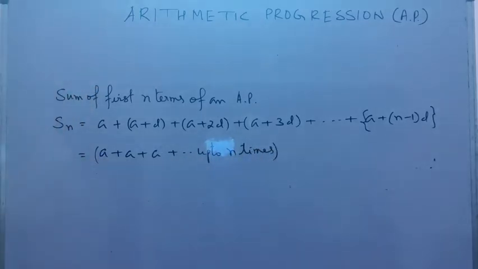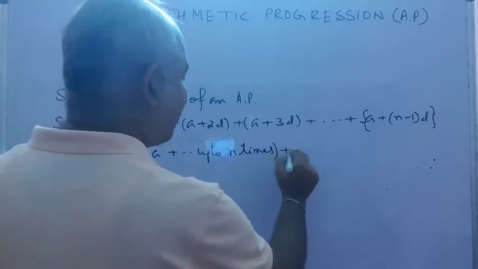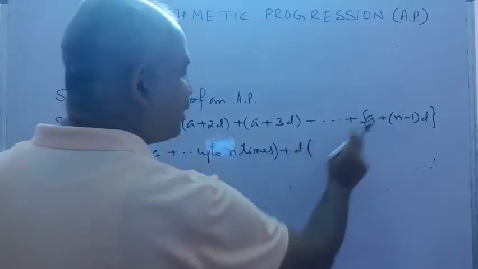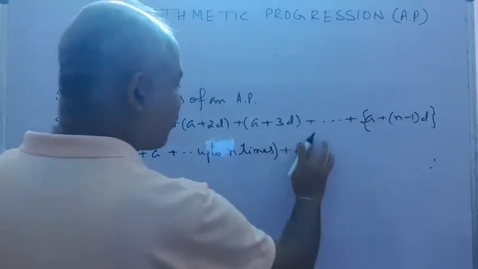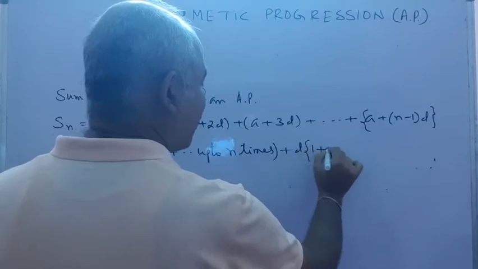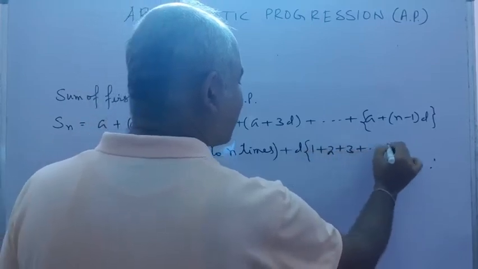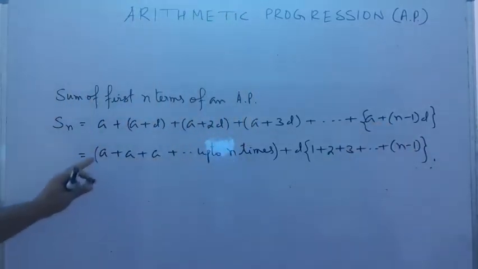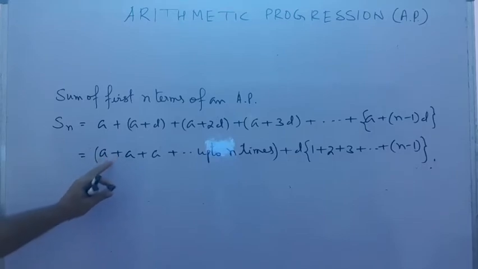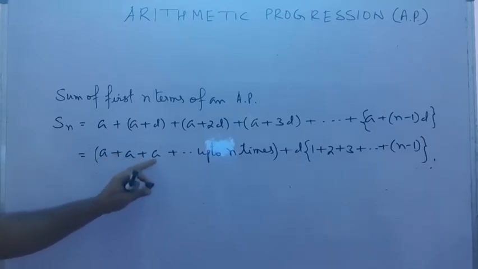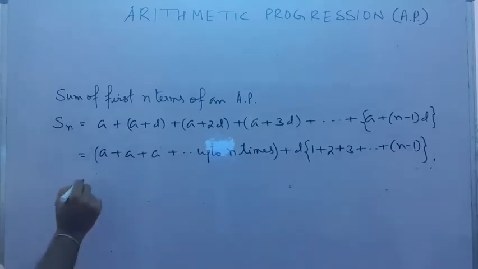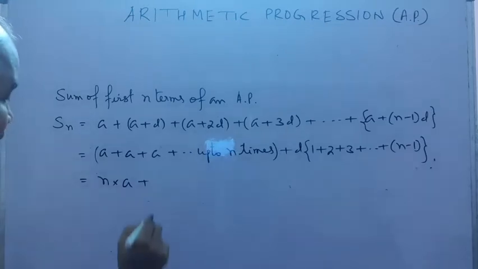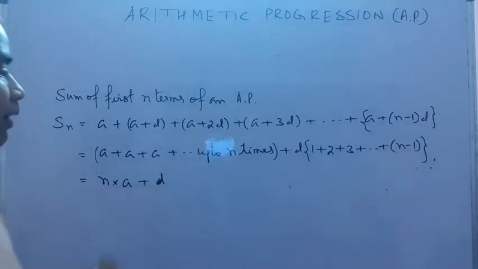Plus, if I take d common, then here d into 1, here d into 2, here d into 3, and the last d into (n minus 1). So if I take d common, then it will be 1 plus 2 plus 3 plus up to the last, n minus 1. If I add a 2 times, a plus a is 2 into a, 3 times is 3 into a. I have added a n number of times, so the answer will be n into a. And d into what is this? 1 plus 2 plus 3.